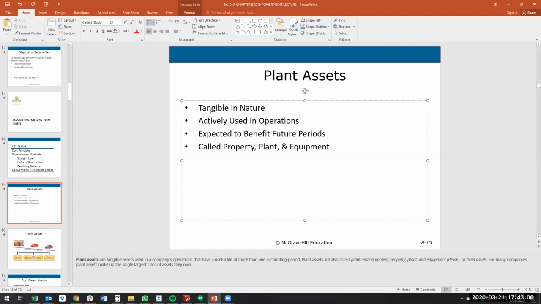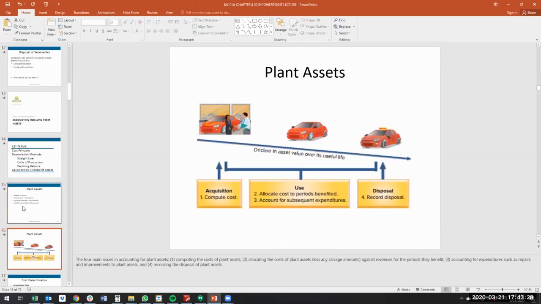Actively used in operations. So if we have something that we aren't using, we have to consider that if we're not using the asset, we can't have it on our books, and that's its own policy. Expected to benefit future periods. If we don't expect any benefit from it, we have to impair the asset, especially if we're not planning on selling it, and there's no real value to it. And then if it hits all three of these, then we can call it plant, property, and equipment. So know this definition, it is important.